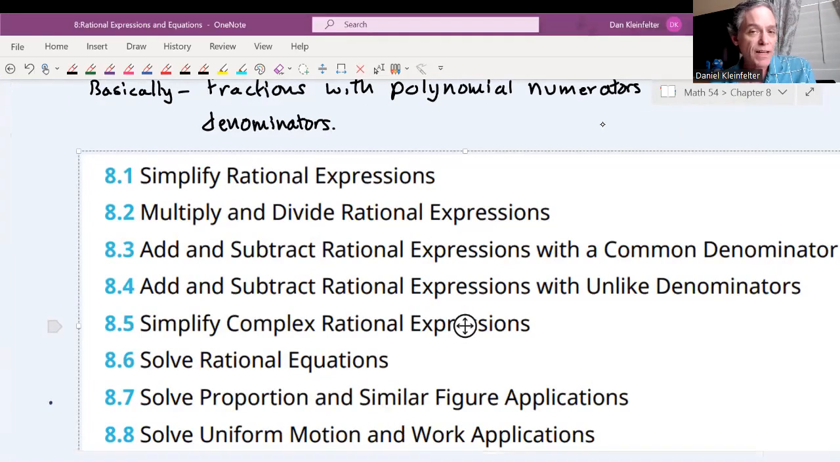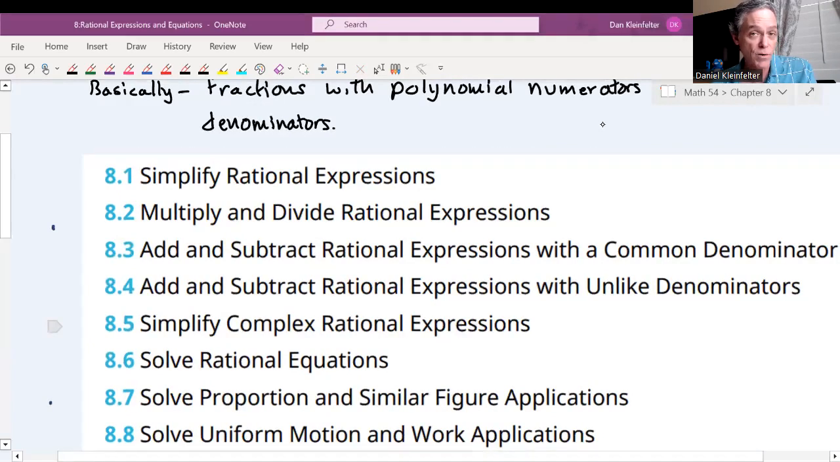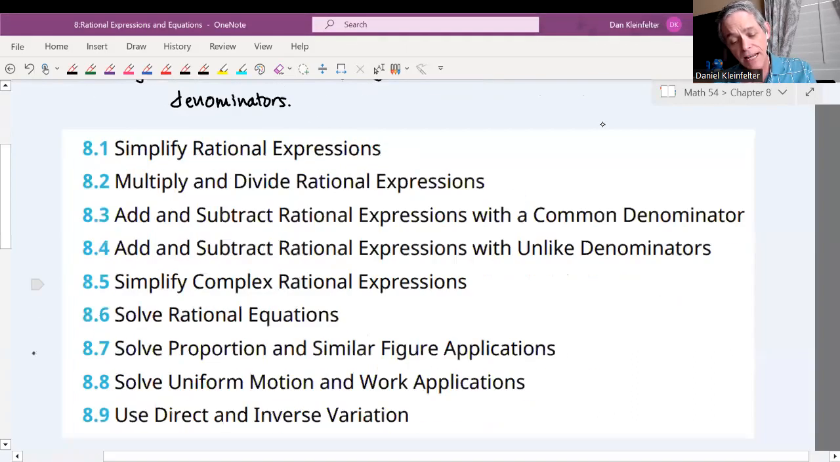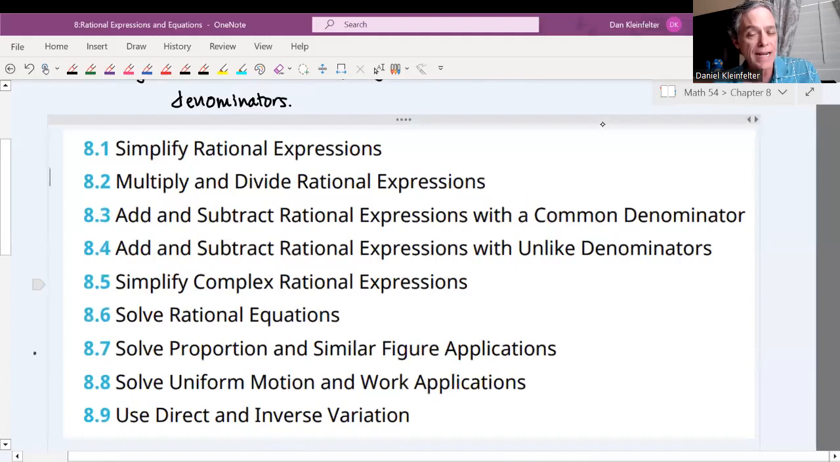8.1 is about simplifying rational expressions. So this is a part where essentially we're looking at simplifying or reducing fractions. If you remember from arithmetic how to change 4/8 into 1/2, then you're already halfway there, just about. That's the idea. How do you simplify a fraction where the numerator and denominator are polynomials? 8.2 is about multiplying and dividing fractions, rational expressions. And then 8.3 and 8.4 are both about adding and subtracting rational expressions.